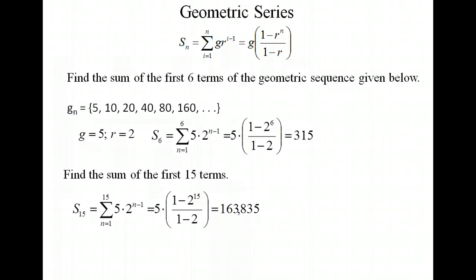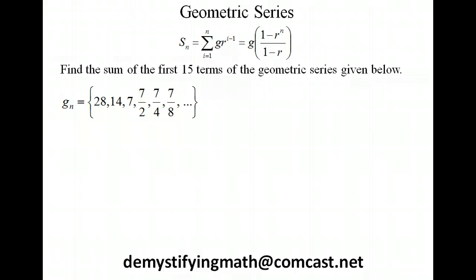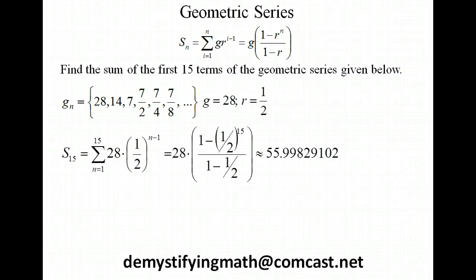Let's try another example. Let's find the sum of the first 15 terms of this geometric series. We're going from 28 to 14 to 7 to 7 halves. And you can see pretty quickly that in this case my constant ratio is 1 half. My first term is 28. So g is 28, r is 1 half, and we're going to go ahead and plug that into our formula. So I get a number really close to 56 for my first 15 terms. Notice that the terms of this sequence are getting smaller and smaller each time, so we're adding less and less.